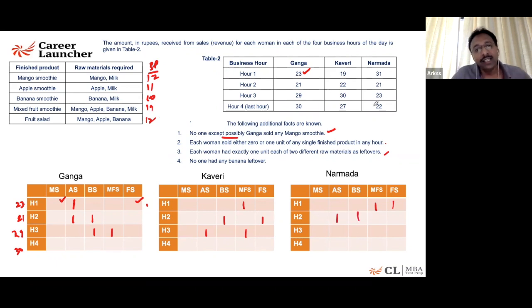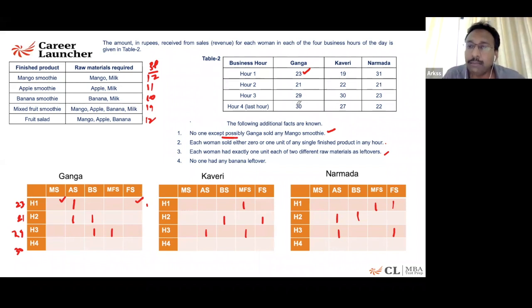23. 23, how do you get 23? Okay, it has to be 12 and 11. And this time it has to be apple smoothie and fruit salad, because you know that Narmada cannot be selling mango smoothies. And now look at the last point.